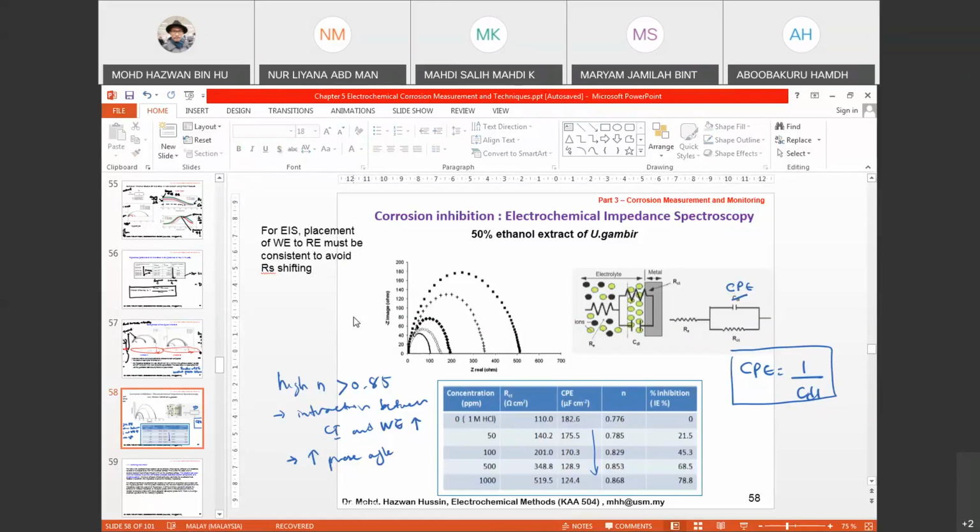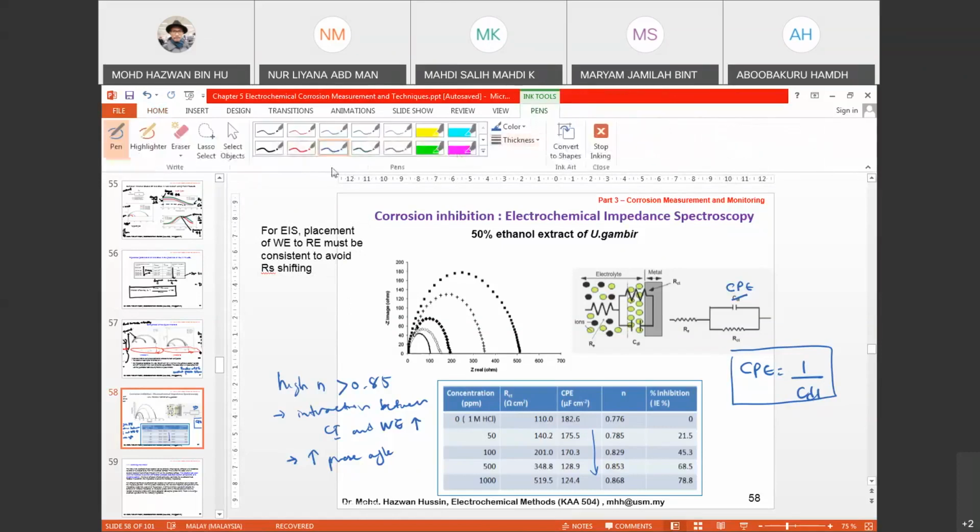So what does it mean by RS shifting? RS shifting is when you do impedance, for example on one sample, you get a Nyquist plot like this. Maybe if you repeat the same sample, suddenly it forms like this when you overlay. Then you have a shifting over here. RS. This is RS. The first point I told you is RS, right? You have a shifting of RS.